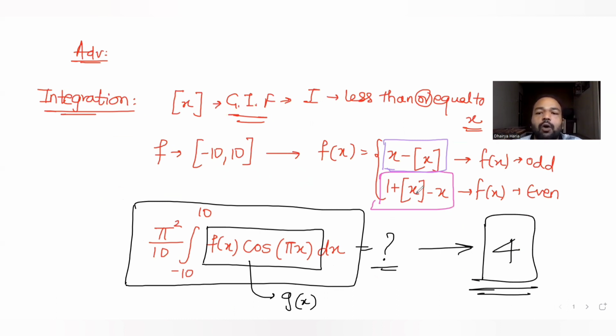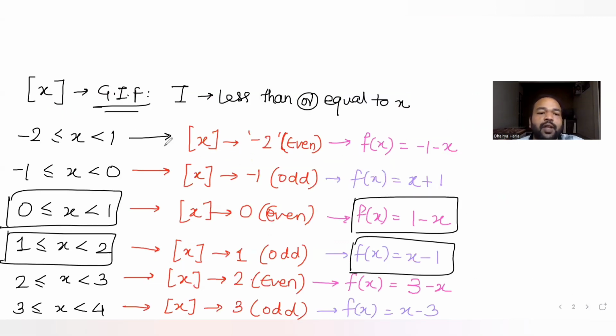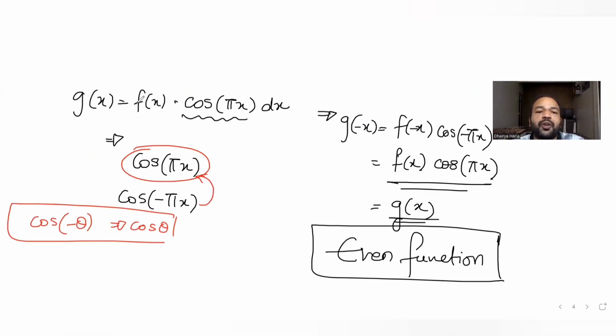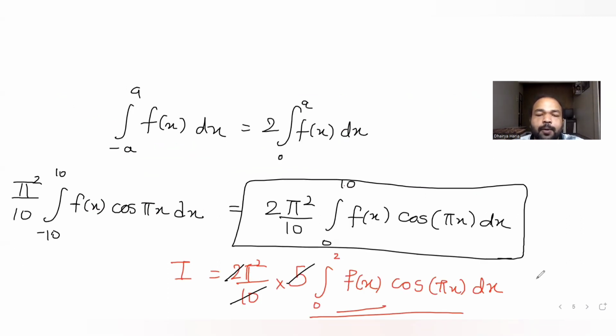I hope you have understood how to solve this type of question which deals with the greatest integer function. This was a difficult question, so we took it from the very basics of understanding the greatest integer function, understanding even and odd functions, trying to find out the values of f of x, then understanding f of x being a periodic function with a time period of 2 units. Then we figured out g of x was f of x into cos pi x. We also proved that it is an even function. Then we understood I can write that entire value as 2 times the integral with limits changing from 0 to a, so I wrote it as 0 to 10.